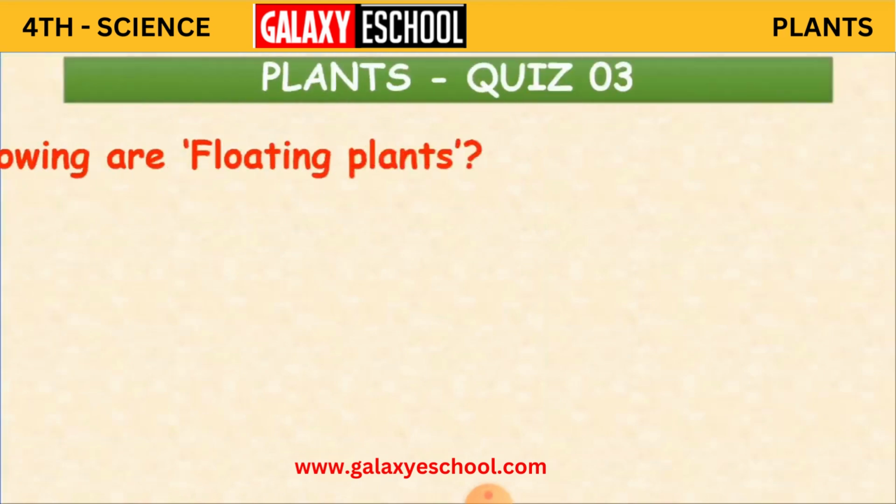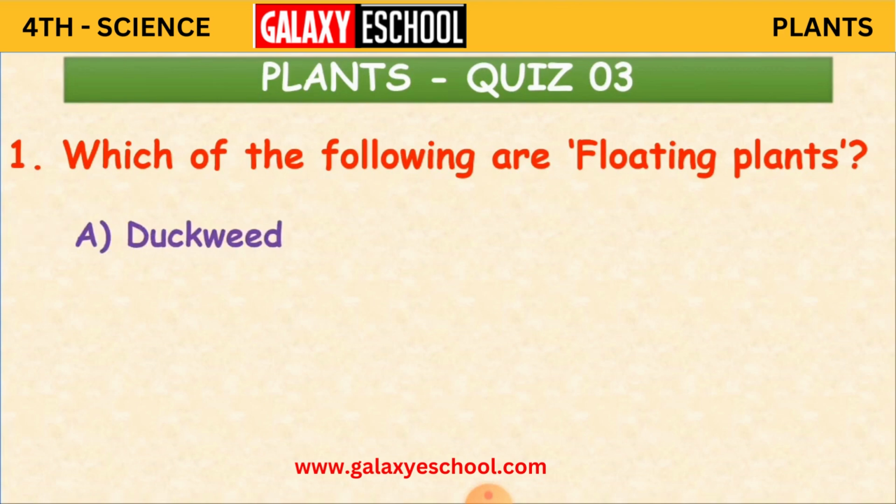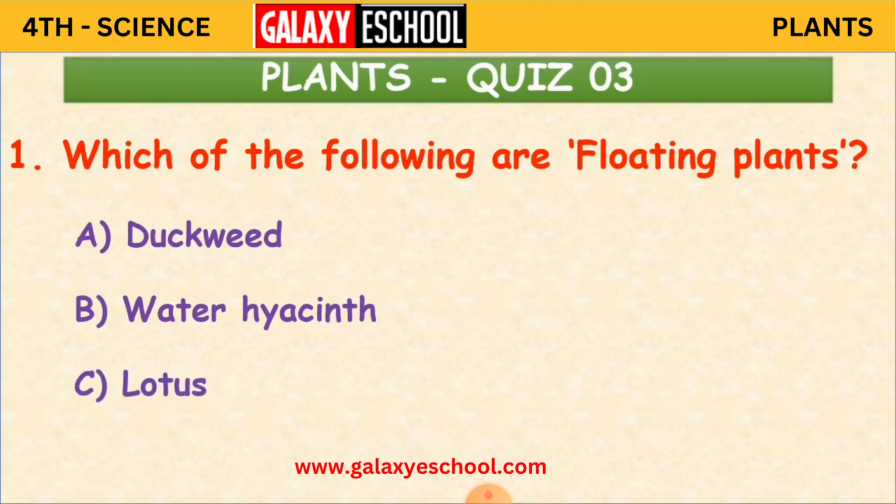Okay, so now we'll do some question and answer sessions on what we have learnt until now. We'll revise once again in the form of questions and answers. Now the first one: which of the following are floating plants? We have to name the floating plant. The options are duckweed, water hyacinth, lotus, and both A and B. A and B, in the sense duckweed and water hyacinth.